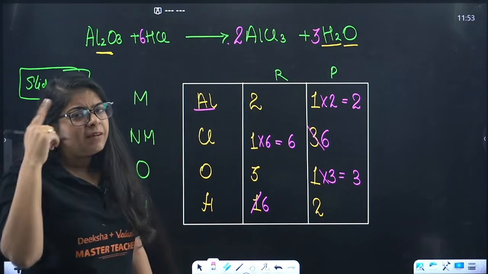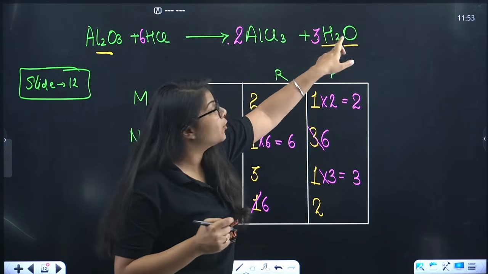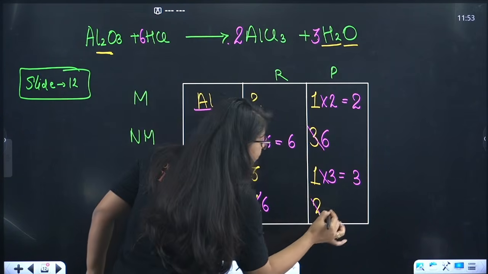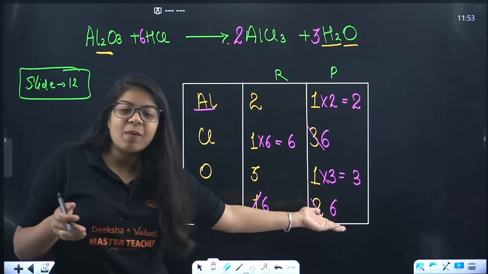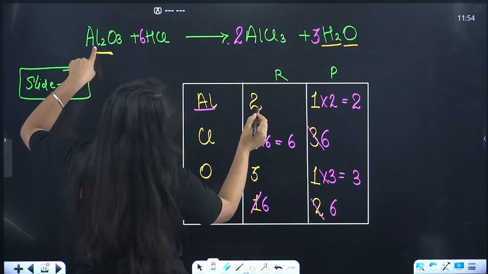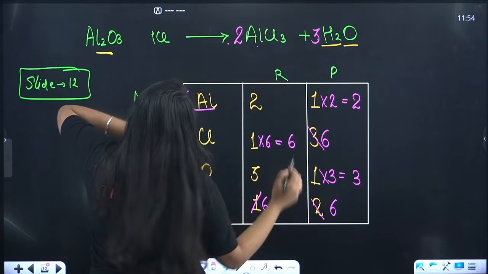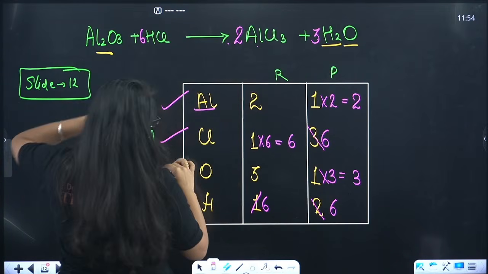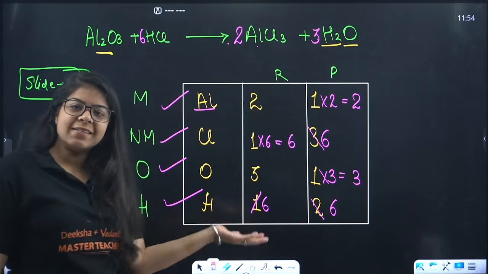Now, again, be very careful that while balancing oxygen, I unbalanced hydrogen. 3 into 2, now 6 hydrogens are there on the product side. So 6 hydrogens are there on the product side, and hence beta, we didn't even need to balance hydrogen, it balanced itself. See, aluminium 2 on the reactant side, 2 on the product side, balanced. Chlorine 6 and 6, balanced. Oxygen 3 and 3, balanced. Hydrogen 6 and 6, and hence balanced.